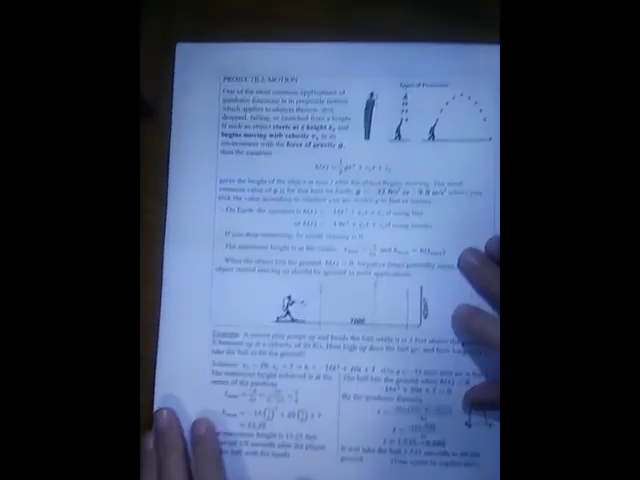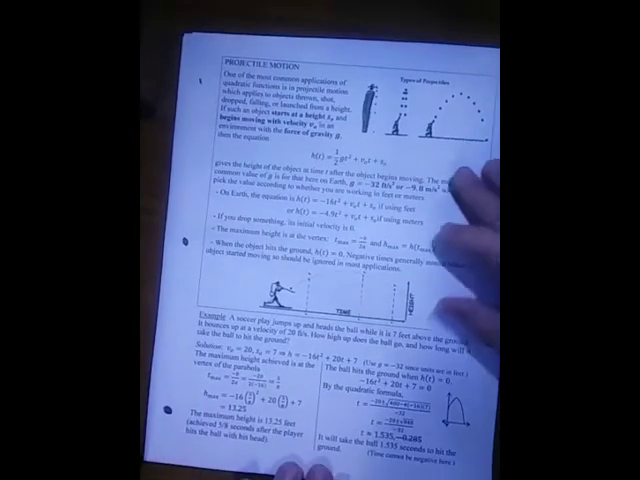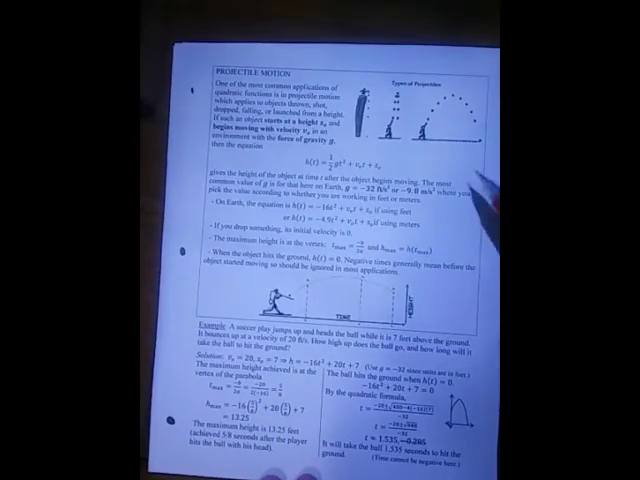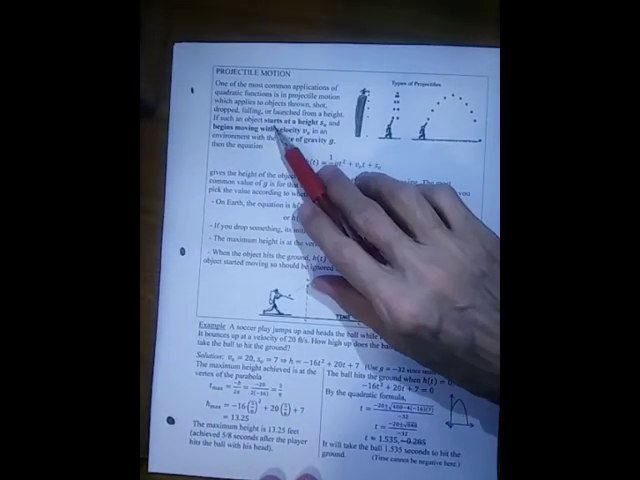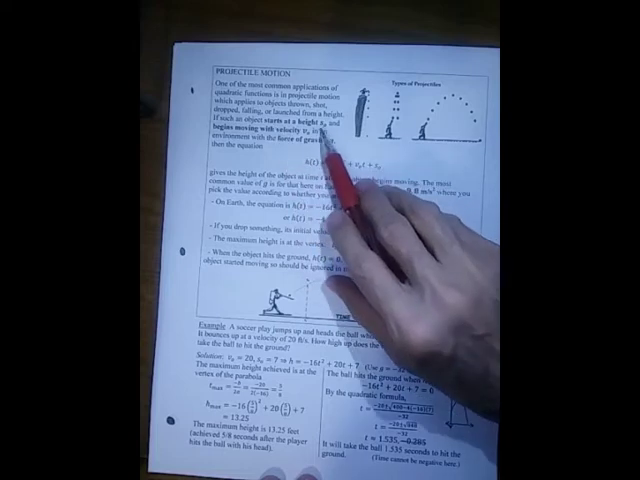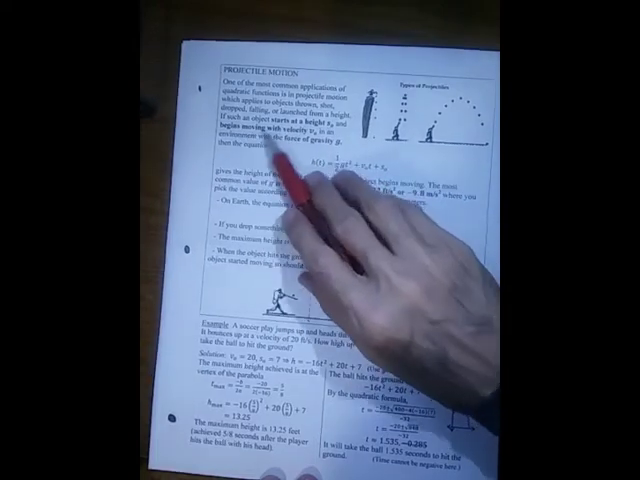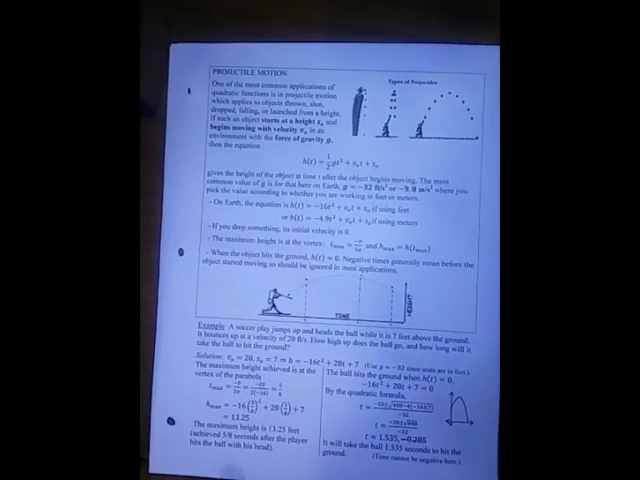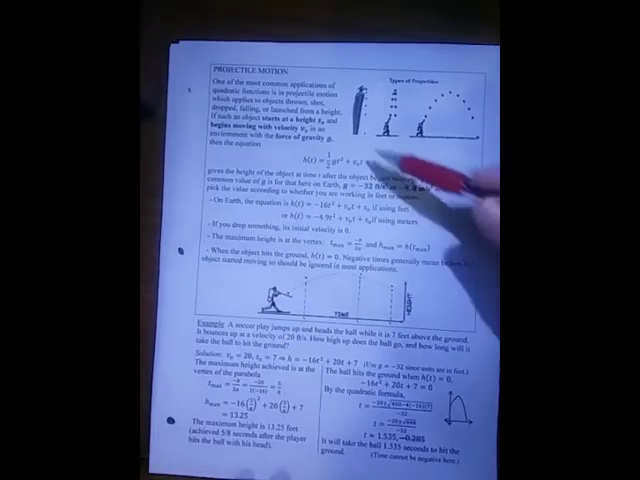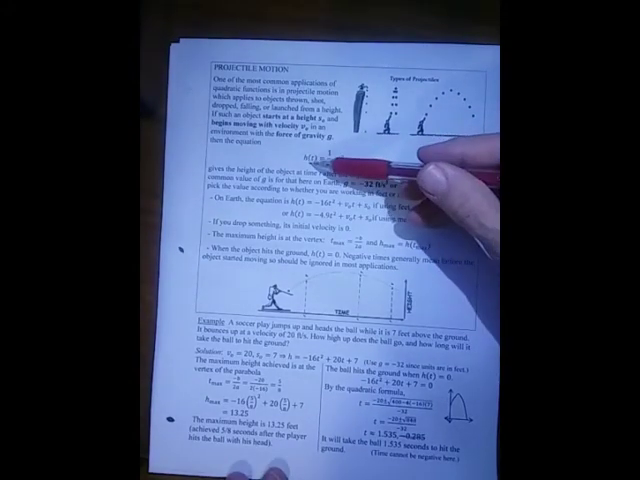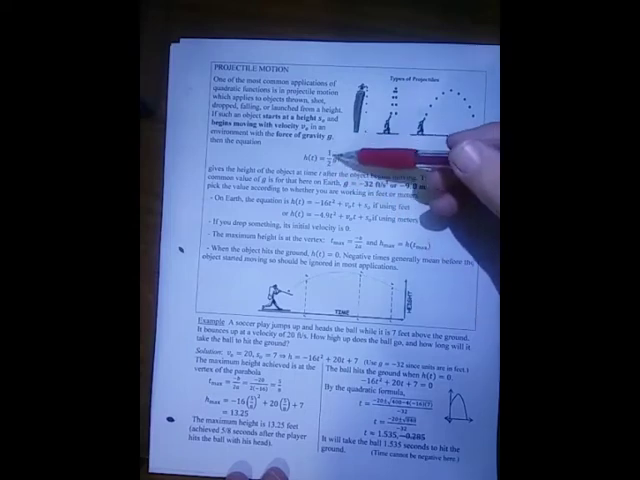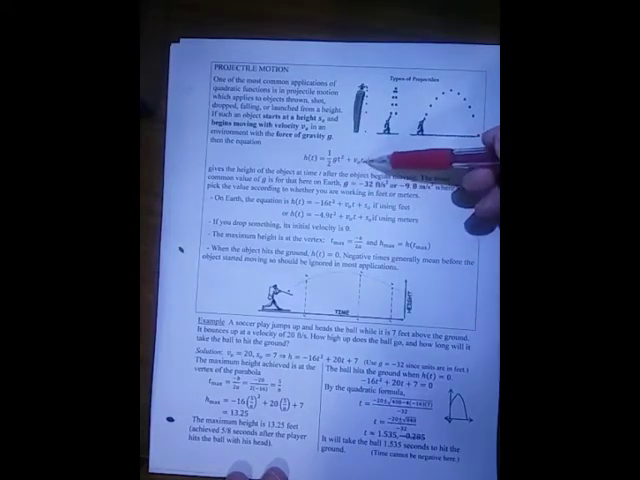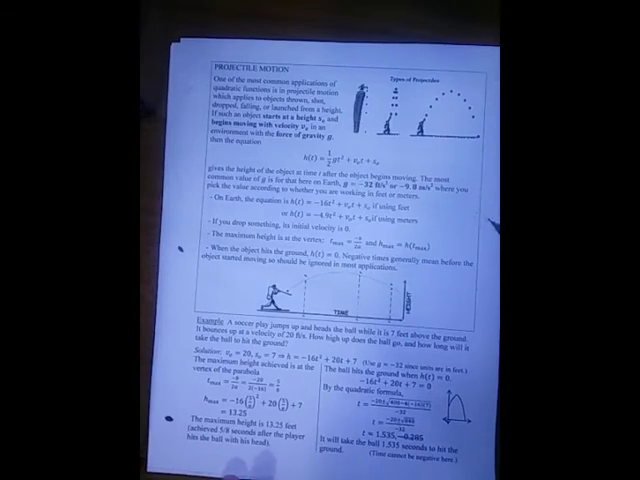Some applications of this are projectile motion. It's one of the most common applications for a quadratic function. If the thing you're throwing or dropping starts from a height of s0, and it begins moving with a velocity of v0, and then it's let go because you're not holding it anymore, it's just being pulled by gravity, then the equation that determines how high it's going to be is 1/2 g t squared plus v0 t plus s0.